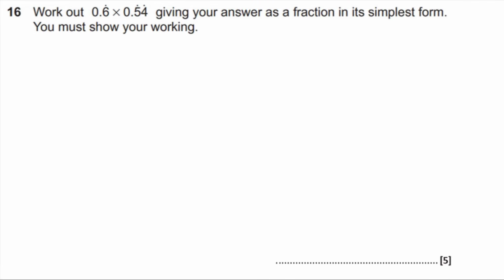Question 16. Work out 0.6 recurring times 0.54 recurring. Give your answer as a fraction in its simplest form, you must show your working. Okay. Right, so I'm not going to attempt to multiply two recurring decimals together. I'm going to try and first convert each one of them into a fraction and then multiply those together, because I find fraction multiplication a whole lot easier. So that's what I'm going to do.